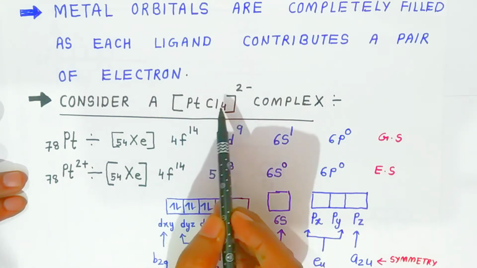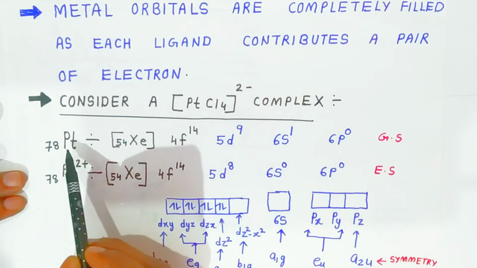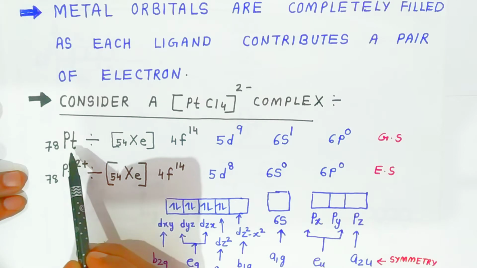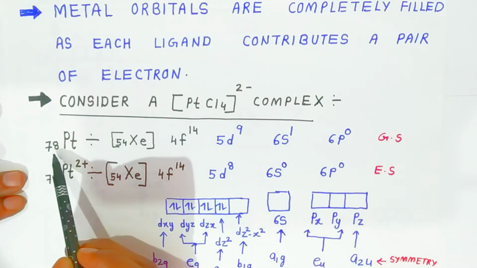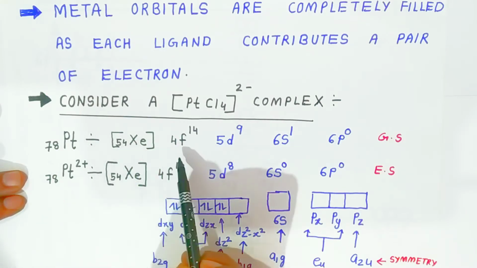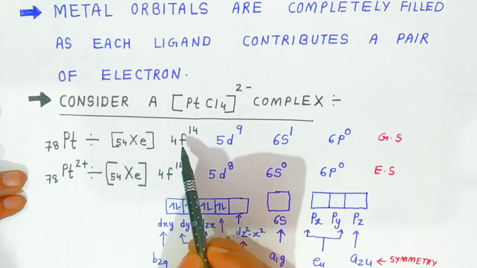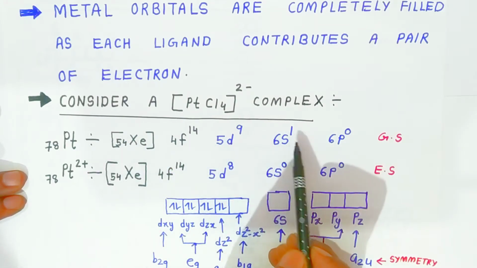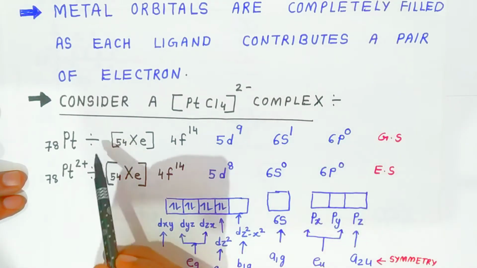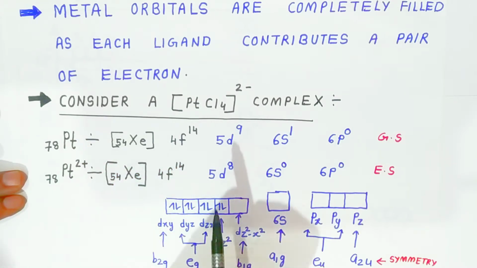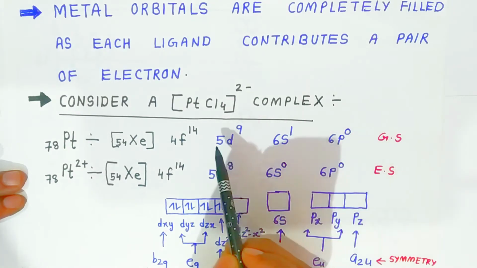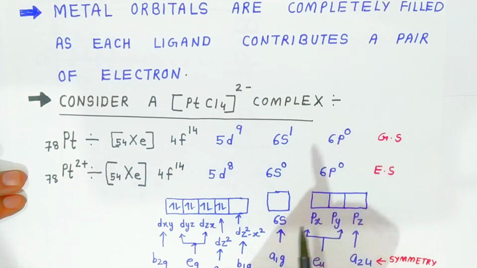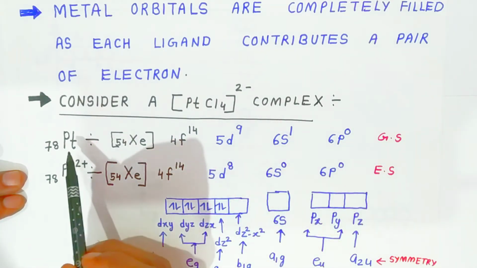Now students, in the tetrachloro 2 minus complex, when you see platinum at ground state, this is the electronic configuration at ground state. Platinum atomic number is 78. When you write down the electronic configuration, it is xenon 54, 4f14, 5d9, 6s1 and 6p0. This is the ground state electronic configuration of platinum. Only these 5d9, 6s1 and 6p0 are the valence electrons that participate in bonding.